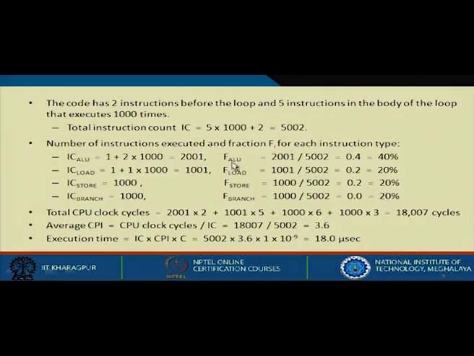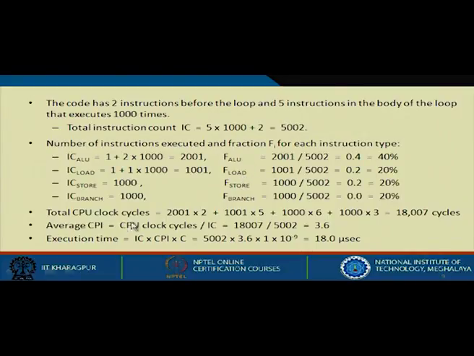So, what is the frequency? Total number of instructions of such kind divided by the total instructions that are there, which is coming to 0.4, that is 40%. This is coming 20%, this is coming 20% and this is coming 20%. Now, how do we calculate? This is the frequency of ALU kinds of operation. This is the frequency of load type and so on.